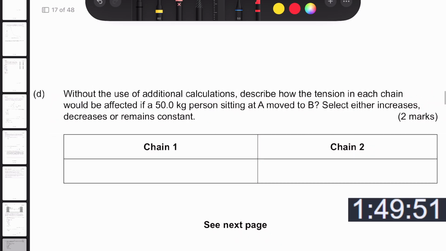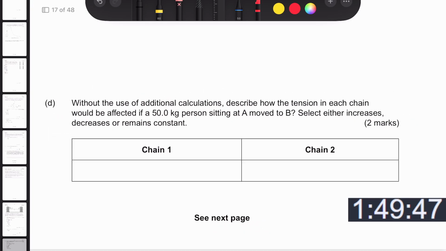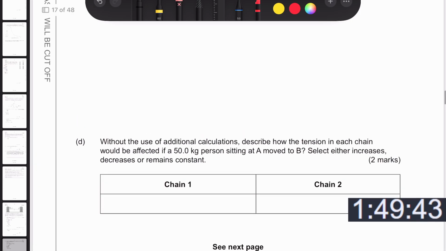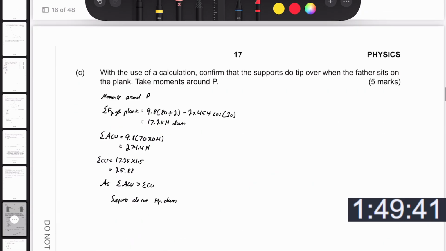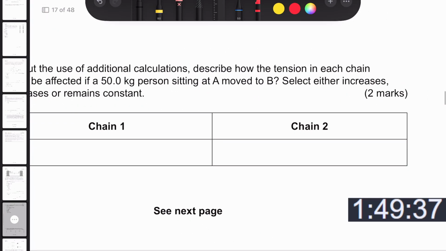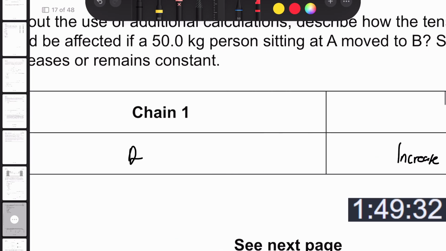Without using additional calculation, how does the tension increase if a 50 kilogram person sitting at A moves to B? Chain 2 would increase, and then chain 1 would decrease.